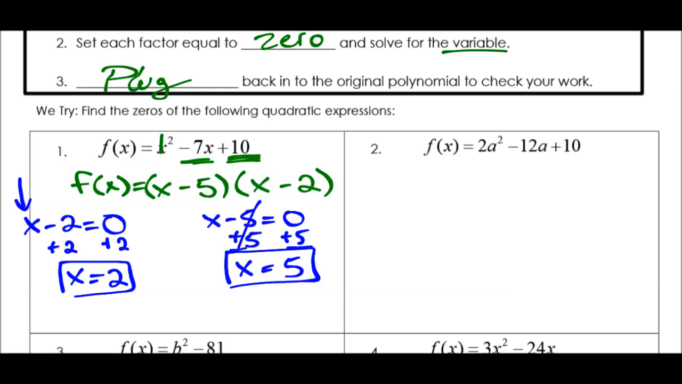And you can see that they're basically just the opposite signs of the roots. When the a is 1, it is really just the opposite signs of each of those factors.